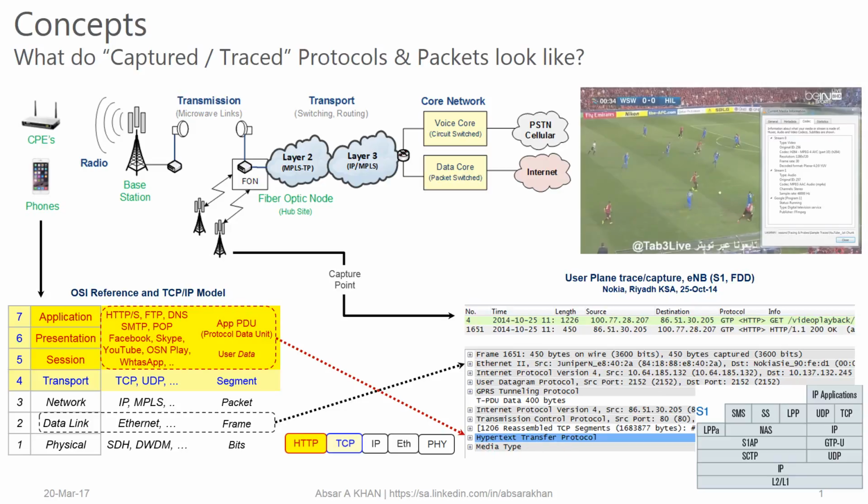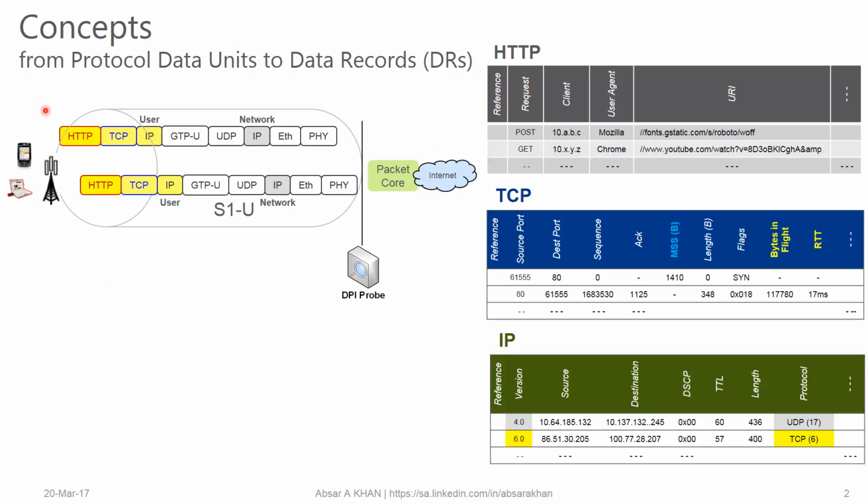I've just put a small screenshot over here from VLC in which you can actually see some basic media attributes as well. Now let's go to the next part, where I explain how this is converted into data records, or XDRs, or application specific data records.